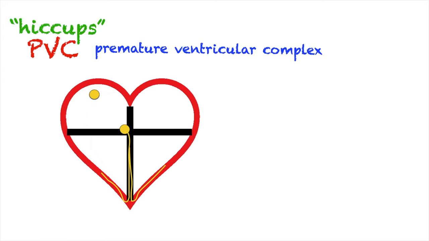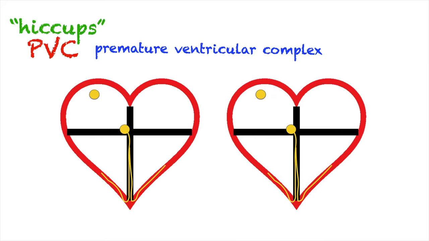So this is your heart without a PVC. Your conduction goes from the SA node all the way to the Purkinje fibers, and then it generates a normal heart rhythm. However, this is your heart with a PVC. This is your premature ventricular complex. They originate here within the ventricles. So what is happening within the heart when PVCs occur?